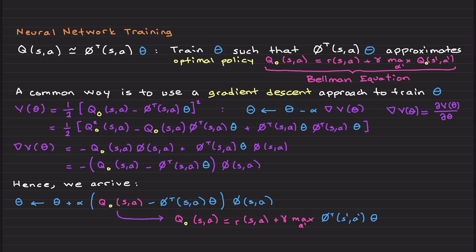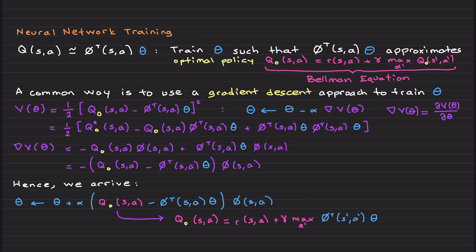And this optimal policy is nothing but the Bellman equation. Since we have a Q here, I am going to denote it using Q0 for the Bellman equation. O stands for optimal. We used this Bellman equation in dynamic programming to find Q iteration, to find the optimal policy, and then we used it in Q learning as well. So it is the central equation. So we would like to train our theta such that theta multiplied by this phi basis approximates this Bellman equation, the Q0.